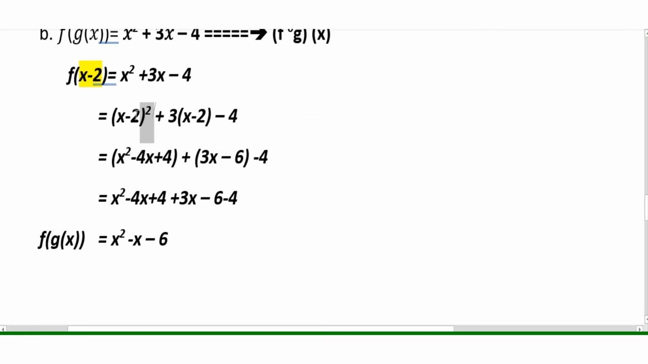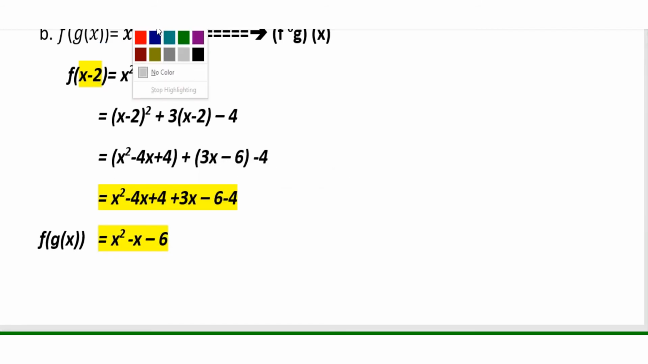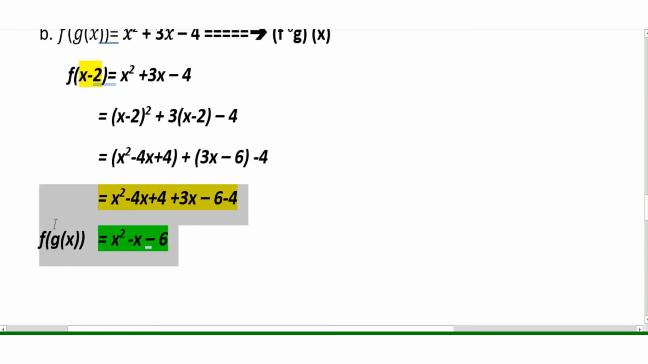Alright? Dito. Tapos, 3 times x, 3x. 3 times negative 2, negative 6, minus 4. Ito na po yung kanyang kabuuan. Okay, without the parenthesis. And then, x squared, negative 4x plus 3x, negative x na lang po natitira. 4 minus 4, 0, kaya ito na lang po natitira, negative 6. Ito na lang po yan. So, all in all, that is our composite function now. Okay? So, easy lang po siya actually. Madali lang po siyang tandaan.